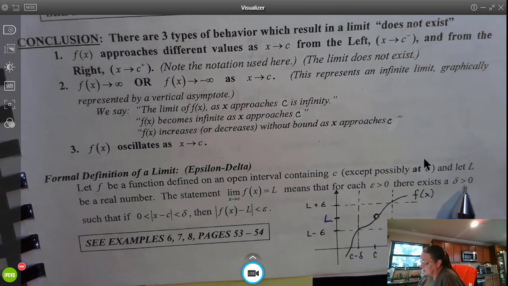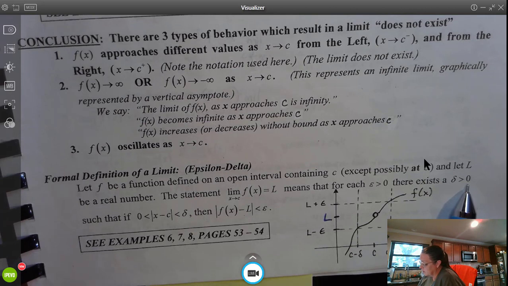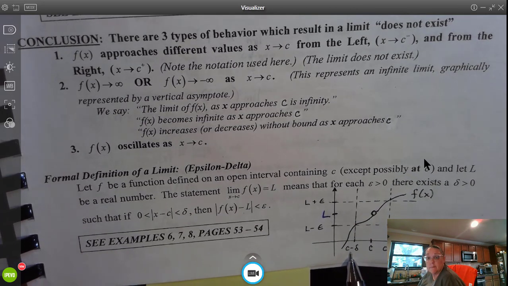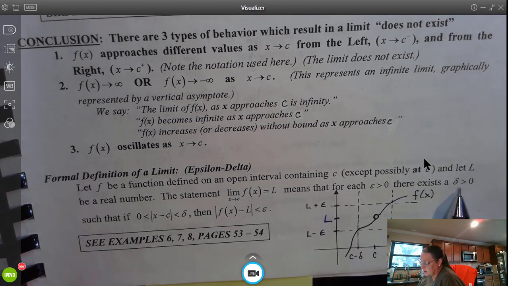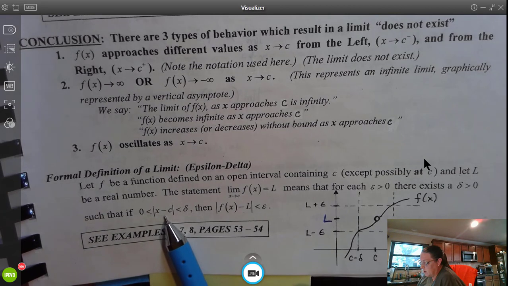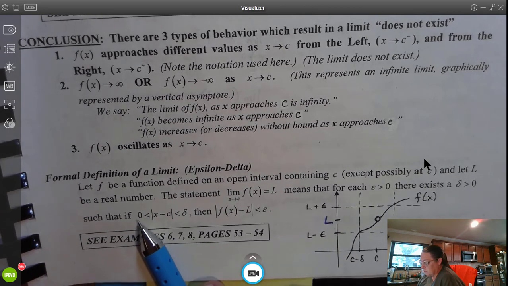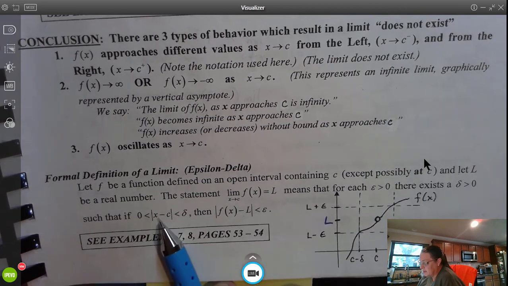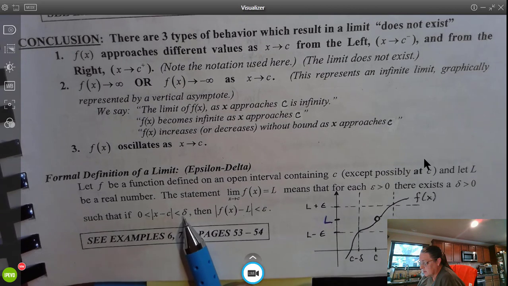a delta that is positive, adding to c, subtracting from c. There exists a delta that is positive such that if the absolute value of x minus c is positive and less than delta. In other words, if the distance from c is less than delta.